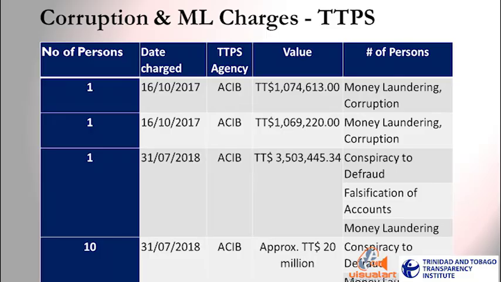And in the last two cases, the charges on the 31st of July 2018, that's 11 persons, related to one allegedly fraudulent act which took place in the Sangre Grande Regional Corporation, where monies meant for the corporation were diverted into these 10 people's pockets.